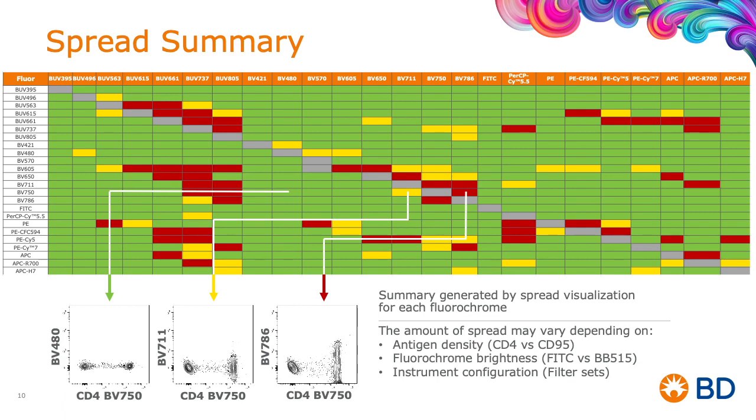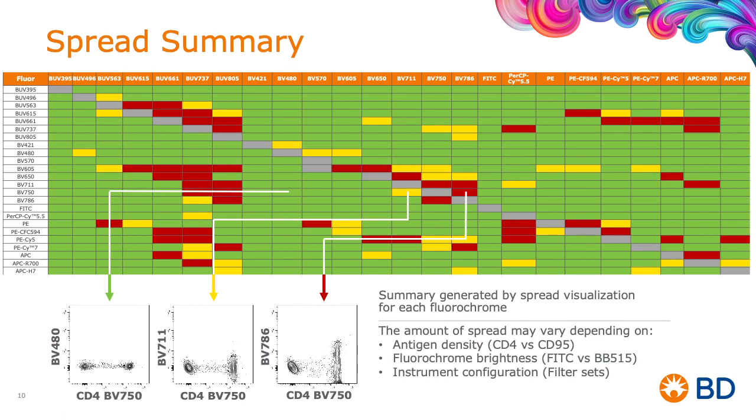But just for the purpose of this presentation and this matrix, this was generated by a visual observation and visualization of spread, and then arbitrary assignment of a color, whether green is no spread, yellow is a little bit of spread, and red is significant spread.